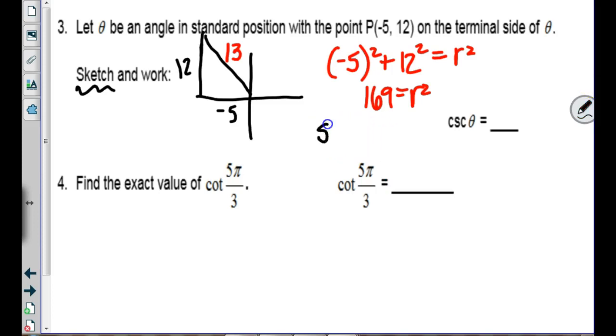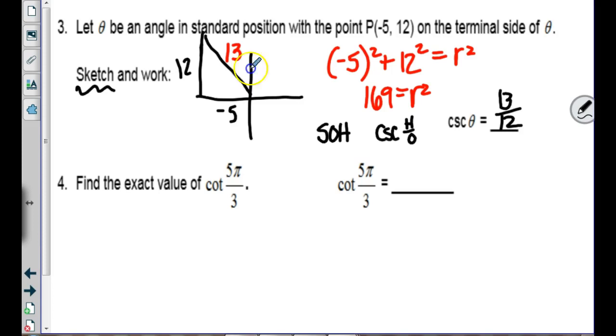But you do have to know your sine equals opposite over hypotenuse, or else sine equals y over r, so that you can flip it over. So this would be cosecant equals hypotenuse over opposite, which would be 13 over what? Yes. Watch your signs carefully, okay? We're in quadrant 2, so the sine is positive, so is cosecant.